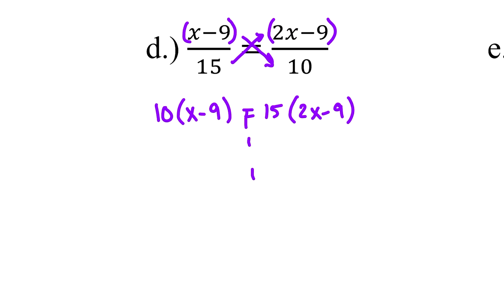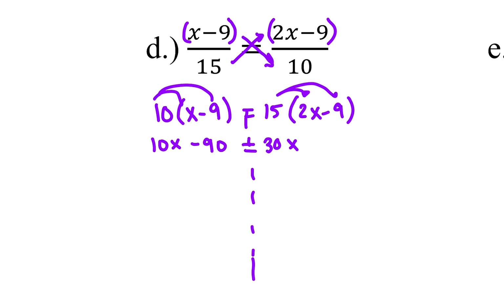And then we do our distributing for both pieces here. So the 10 gets distributed here. So we're going to distribute on both sides this time. 10x minus 90. Over here I've got 15 times 2 is 30x. 15 times negative 9 is negative, let's see, 15 times 9, pulling out this calculator, negative 135.